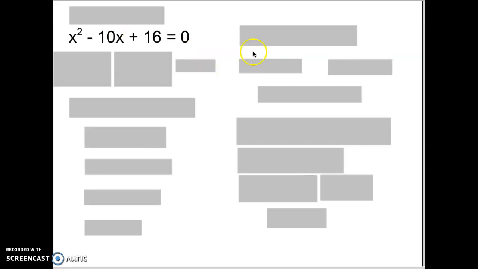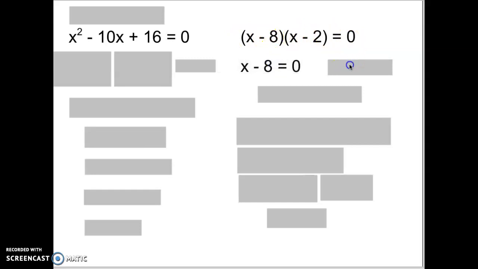Oh, wait, I've got it. Those two numbers would be negative 8 and negative 2. Negative 8 times negative 2 is positive 16, but negative 8 plus negative 2 is negative 10. So once we know those two factors, we can do the zero property product, meaning set this factor equal to 0, set this factor equal to 0, and then solve for x. So add 8 to both sides, add 2 to both sides, and my answers are 8 and 2.